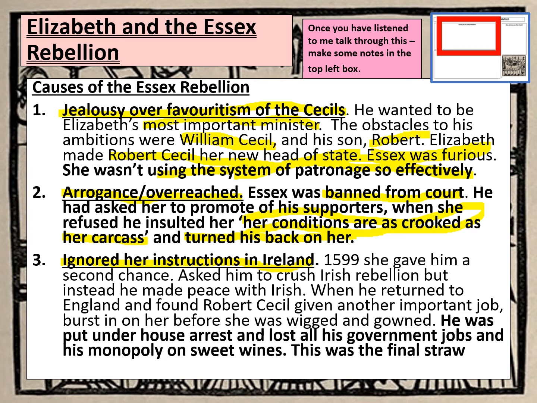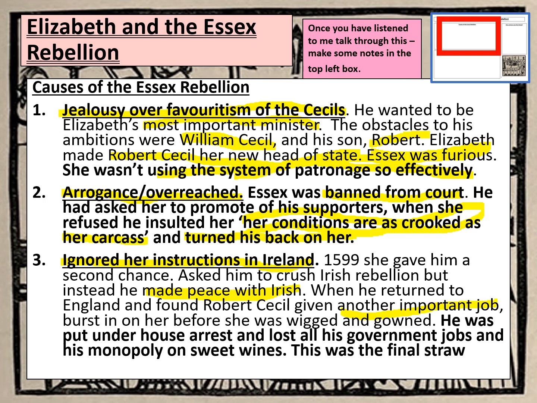So when she asked him to crush this rebellion, he actually made peace with the Irish. But whilst he was there, it cost huge amounts of money for him to be there. And he was there for months and months. He didn't really communicate with Elizabeth back home. He didn't send any word of what was happening. Lots and lots of his soldiers died of all sorts of horrible diseases. And he returned to England and was given another important job.